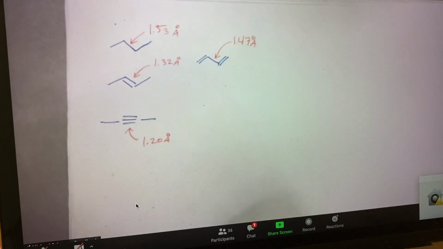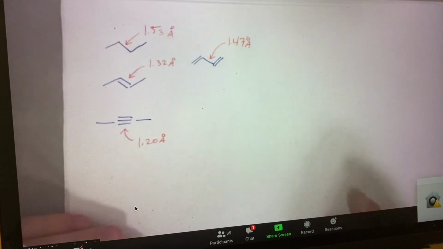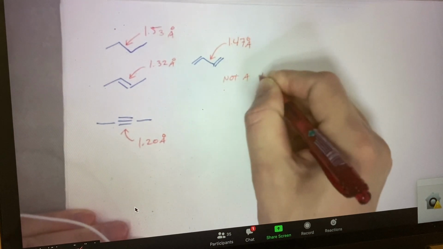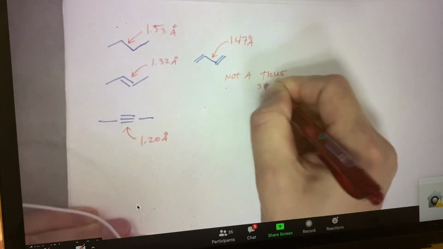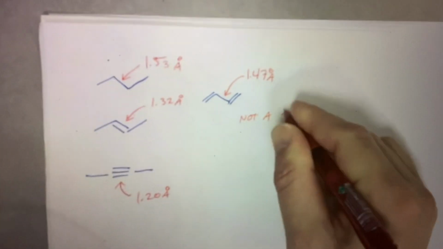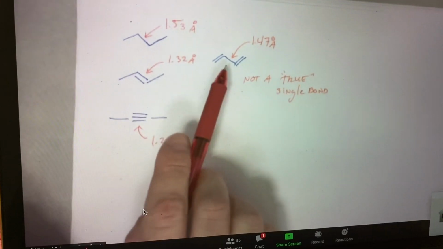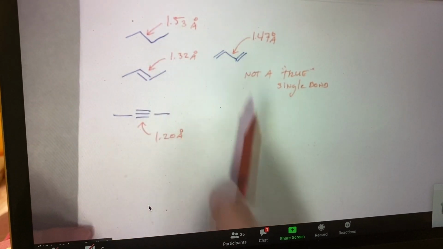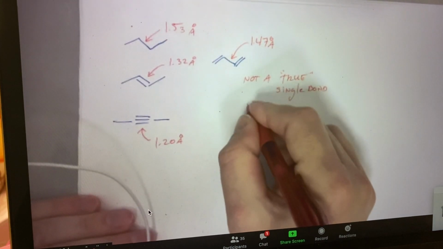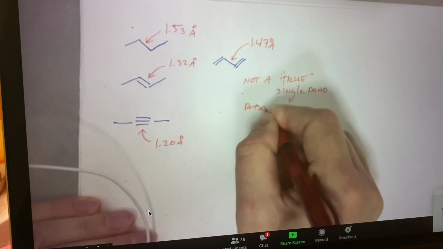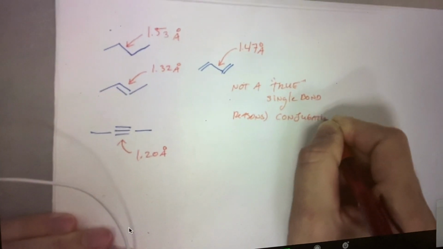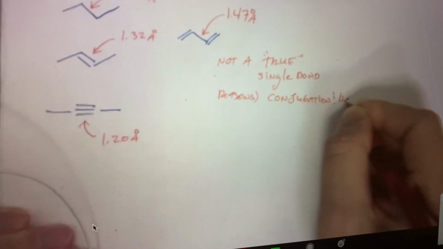And there's 2 possibilities for why this is this way. One thing we're going to say about this particular bond is that it's not a true single bond. Meaning it doesn't behave like a real single bond. If it did, it should be a little bit longer. And part of the reason why this becomes a little bit shorter has to do with conjugation and resonance.